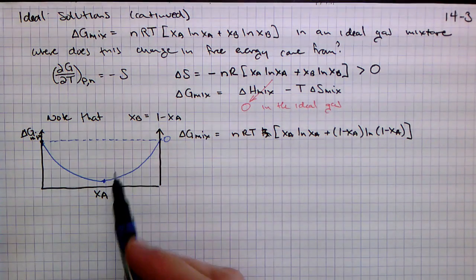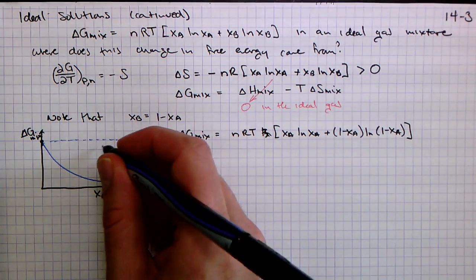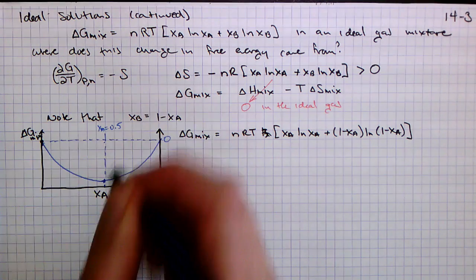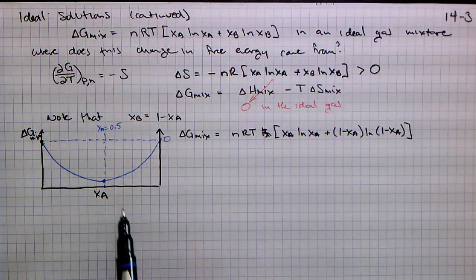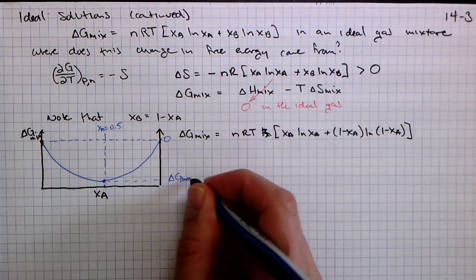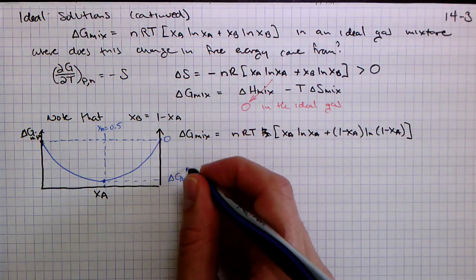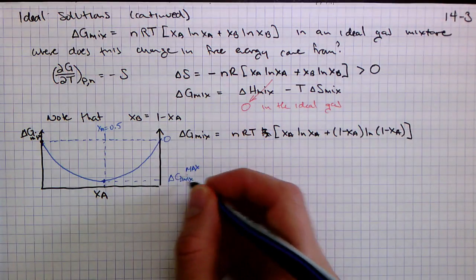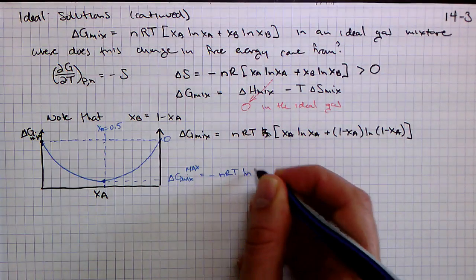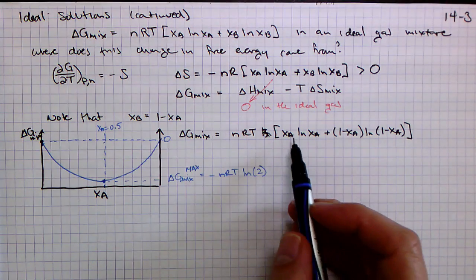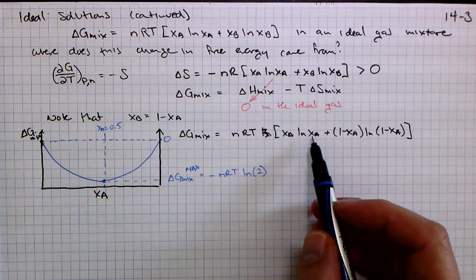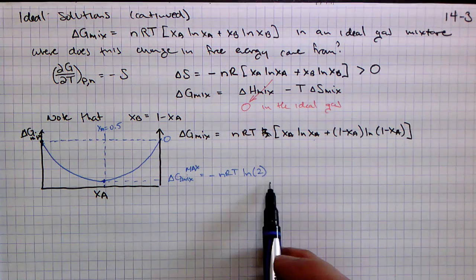Right? So this is XA equals 0.5, and you can see that the minimum, so delta G mix, the maximum lowering of free energy we can get due to mixing is going to be equal to minus nRT natural log of 2, right? Because in that case we'd have a half natural log of a half plus a half natural log of a half, which would just be natural log of a half, which is minus natural log of 2.